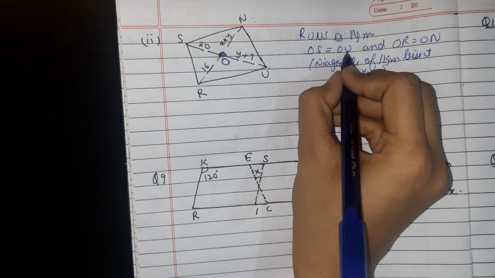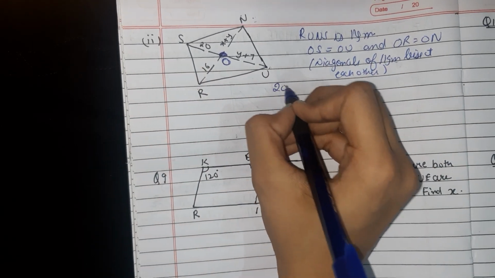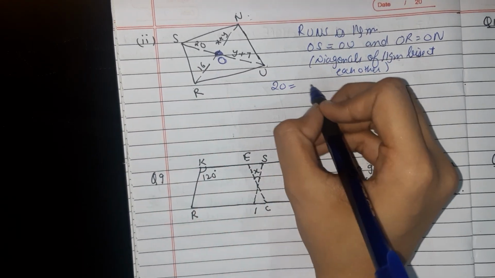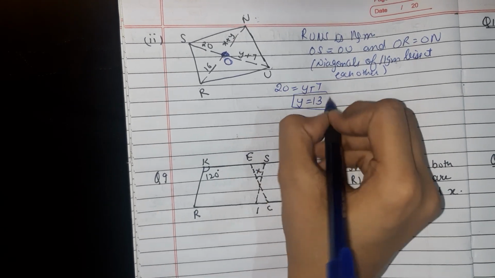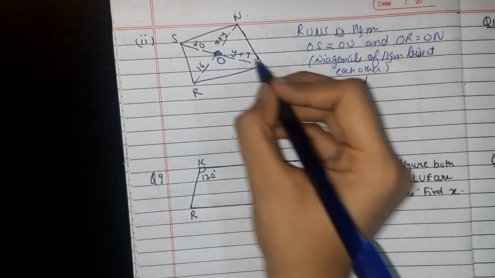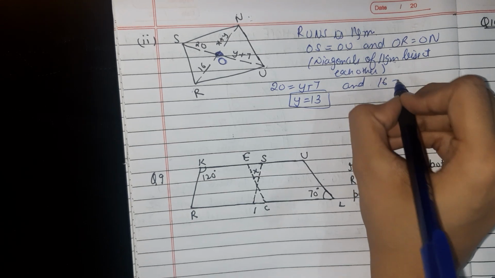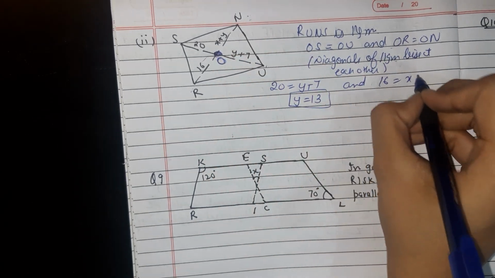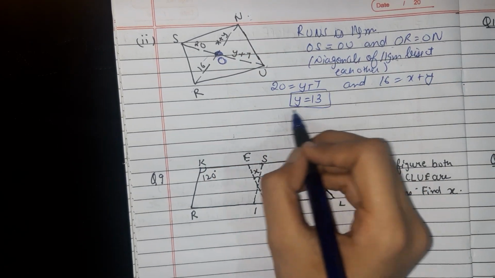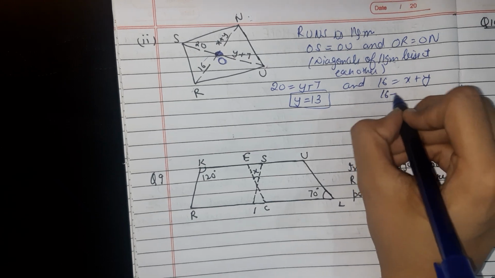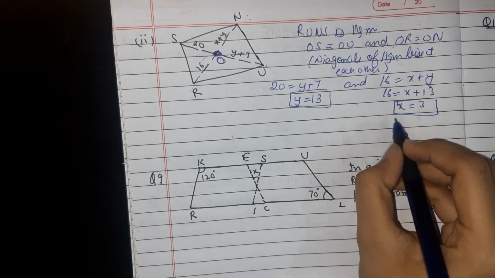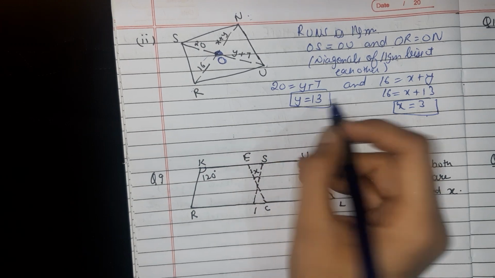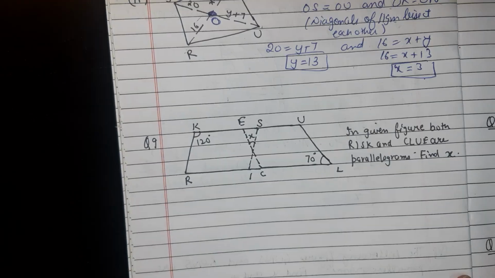OS equals OU. OS is 20 and OU is y plus 7. So y comes out to be 13. And OR is 16 and ON is x plus y. And we already know the value of y, which is 13. 16 equals x plus 13. So x comes out to be 3. So the value of x is 3 and the value of y is 13. So let's move on to the 9th question.